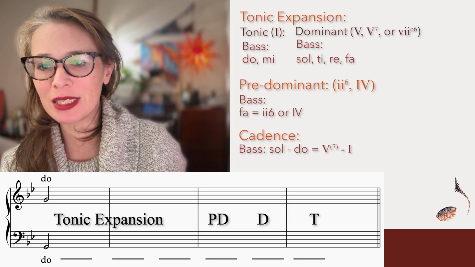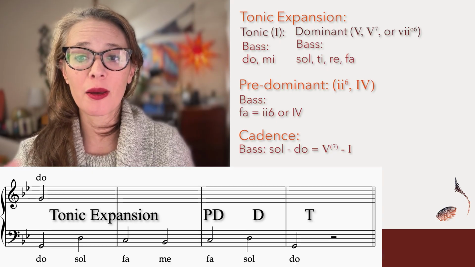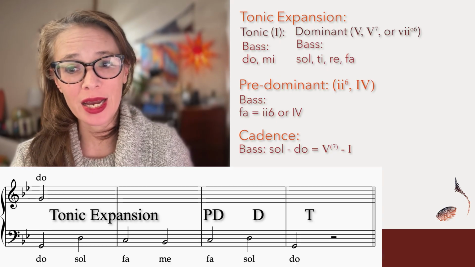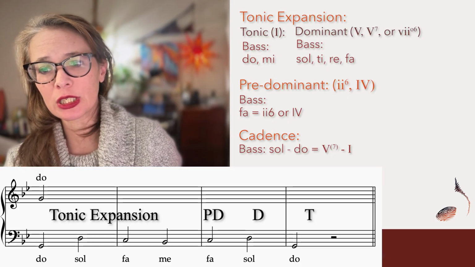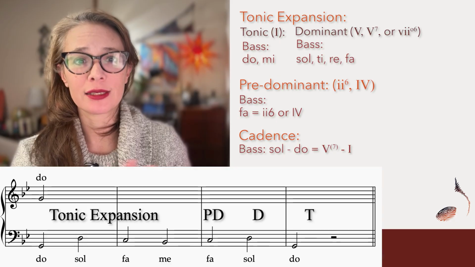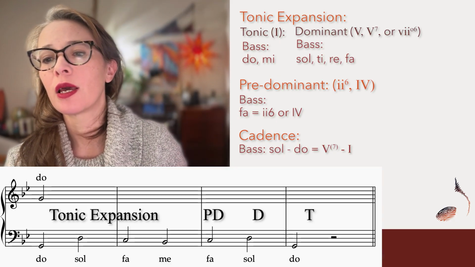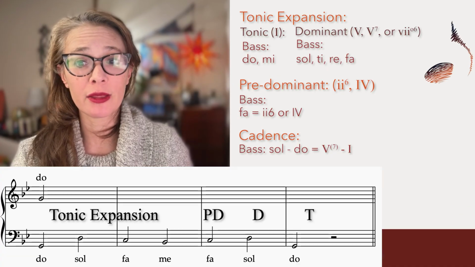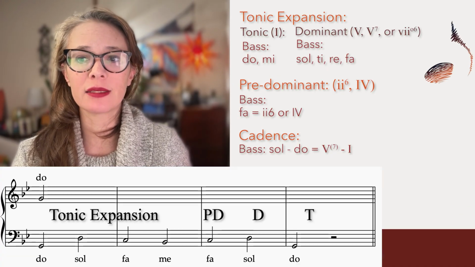Here's the answer for the bass. We have do, sol, fa, me, back up to fa, sol, do. And it's interesting too, this is a good showcase of the behavior of fa in the dominant chord. It has to step down to the 1 6, or it could go to another 5 7 chord. But in the predominant, the fa is always going to step up to sol for that cadence.